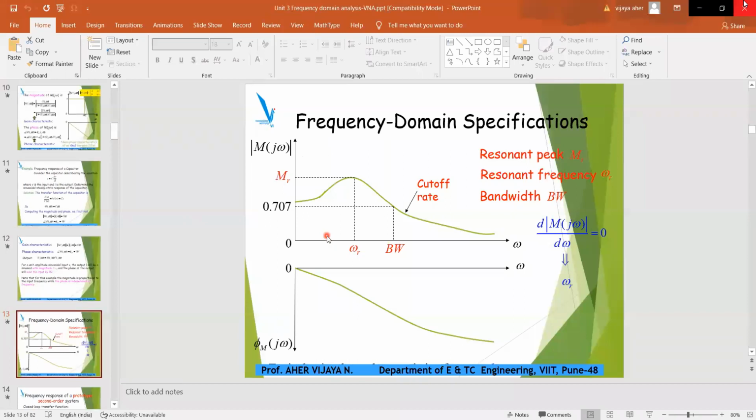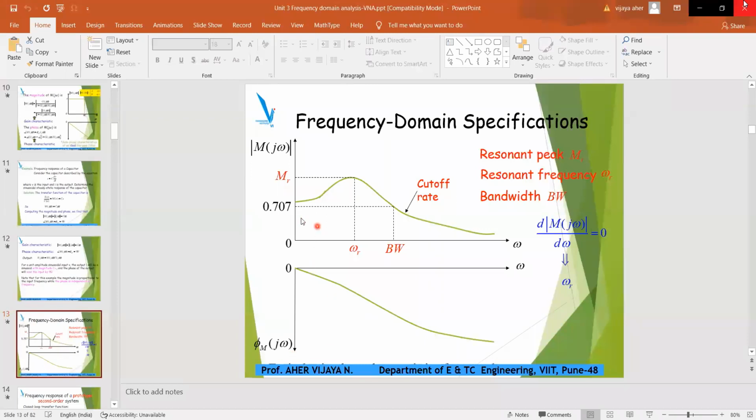In frequency domain analysis, two parts are important. One is magnitude and the second one is phase. Magnitude is denoted by mod of M(jω), and phase is denoted by angle of M(jω), or you can write φ or angle of M(jω). Magnitude and phase, these two parameters or specifications are very important in frequency domain analysis.